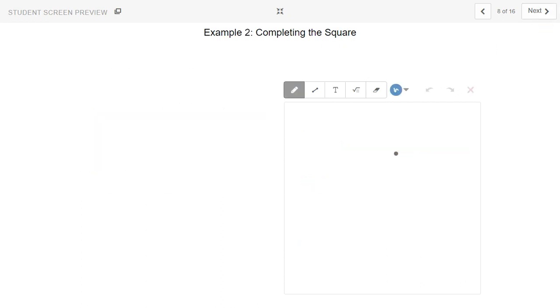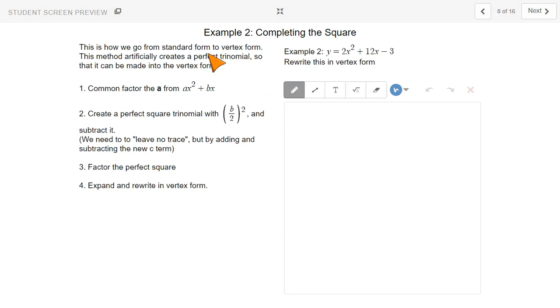Let's do another example. How to go from standard form to vertex form. Now, since we have an a here, we need to remove the a from the first 2 terms before we can continue. So we have y is equal to 2 bracket x squared plus 12x minus 3. I've just factored out the 2 from the first 2 terms because we know that the first 2 terms will be what comprises the perfect square trinomial.